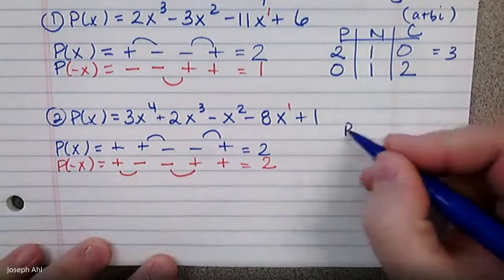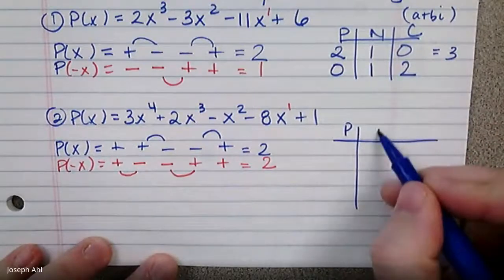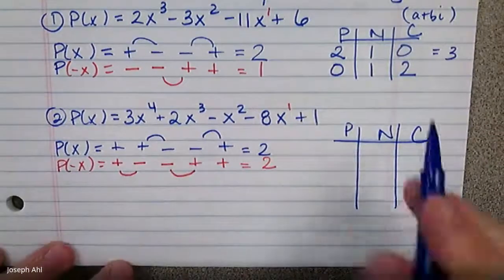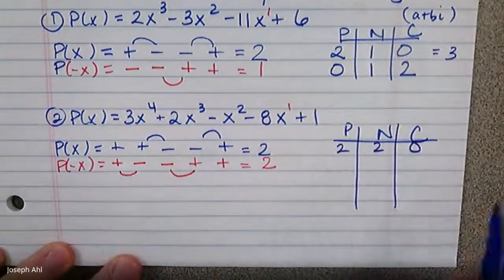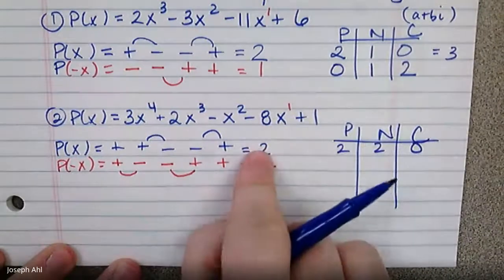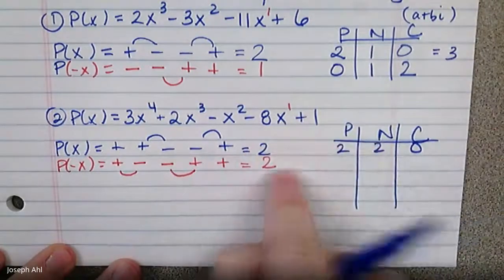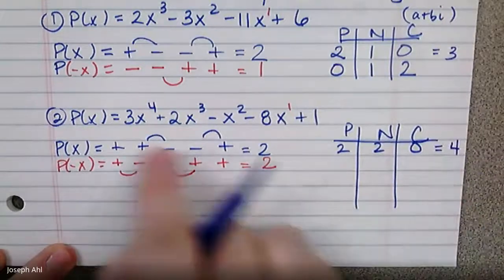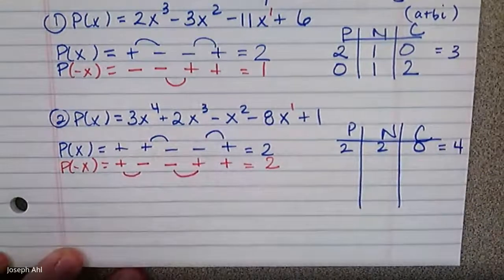So when you go to make your chart, notice I extended the columns a little bit further this time. We're going to need it. The first row of your chart should say 2, 2, 0. Because at a max, you'll have 2 positive. At a max, you'll have 2 negative. Why do I know 0 complex? Every row in this chart has to add up to 4 because it's a 4th degree polynomial.